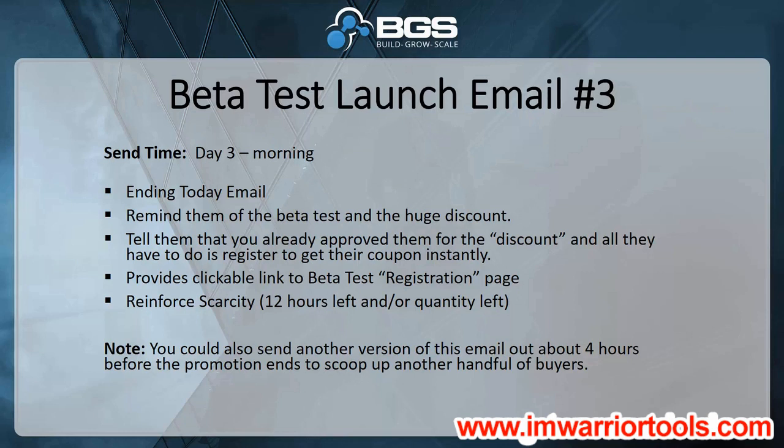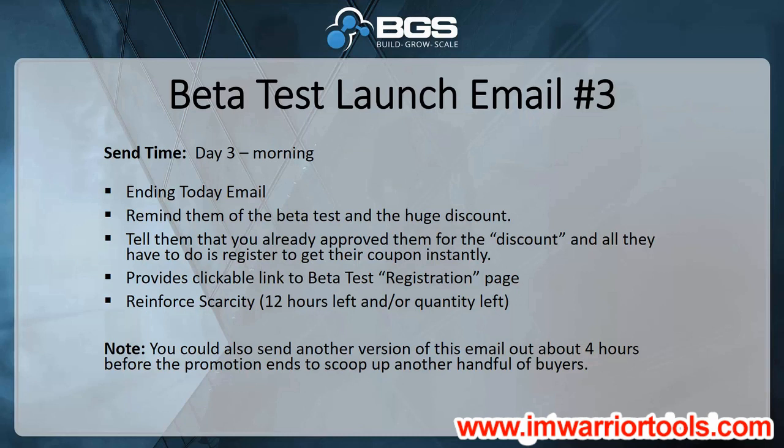So now we're sending them straight to the registration page in case the opt-in page just wasn't hooking them. But when they see the registration page, they're like, oh, this is different. I don't have to do this. It's quicker. All right, so that's why we tie this in here. So you provide a clickable link that takes them straight to the registration page. It's very important that you do tell them that you've already approved them for the discount and that all they have to do is register to get their coupon. That's important, okay, because then it ties in with that link.